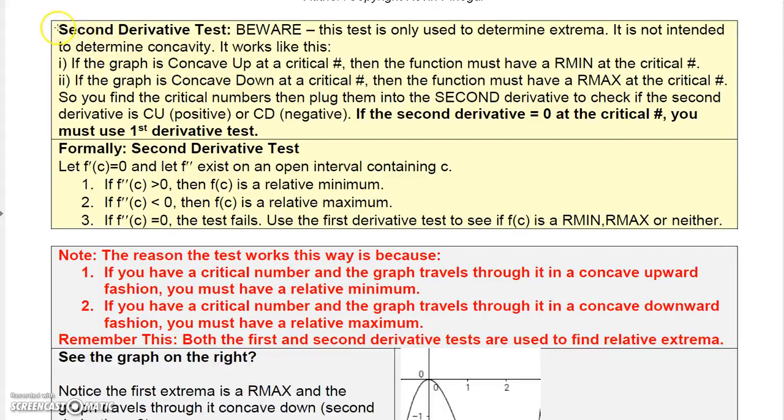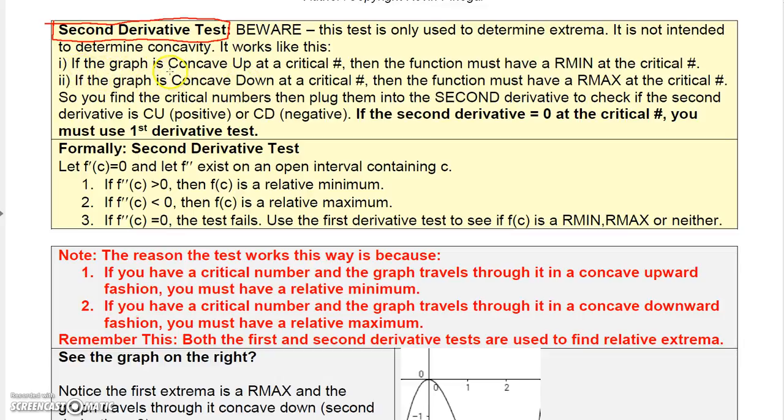Okay, now we're going to talk about the second derivative test. Now this test, even though I know we've been associating the second derivative with concavity, is only used to determine extrema. It uses the concept of concavity, even though you may not realize it, but it's used to find relative maximum and relative minimum. So it's just another test. The first derivative test can be used, but the second derivative test in a lot of cases can also be used. So first of all, let me try to explain it.